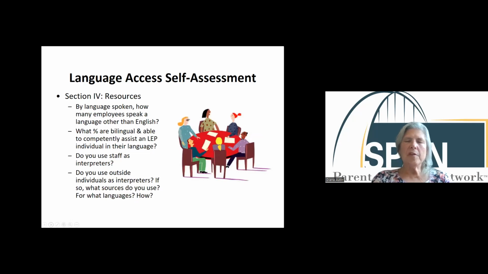Also under resources, how many employees speak a language other than English? What percent are really bilingual and able to competently assist an LEP individual in their language? Do you use staff as interpreters? Or do you use outside individuals as interpreters? If so, what sources do you use and for what languages and how?